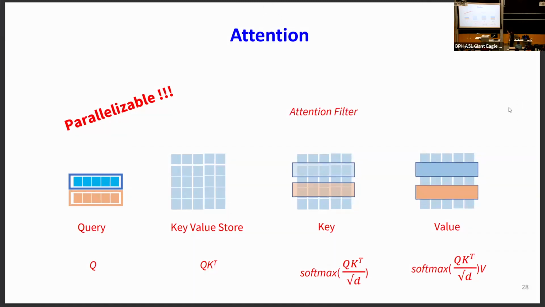This step that we see, softmax of QK transpose, is also called an attention filter of sorts, which you'll keep hearing around. This is the actual attention filter, which tells you how to filter out actual information from a bunch of objects.